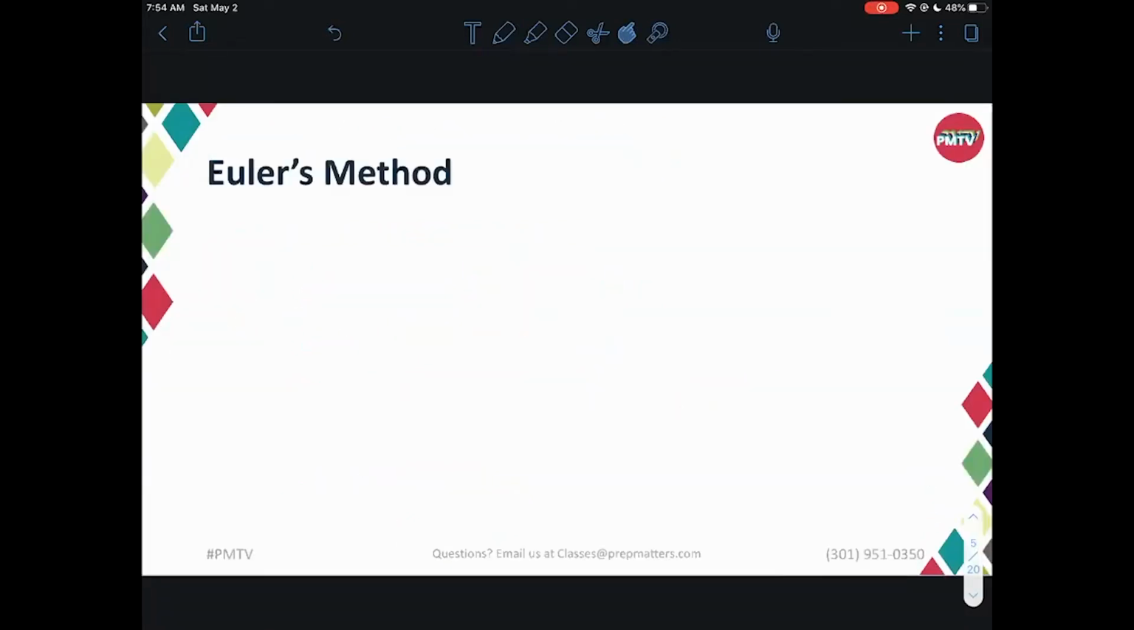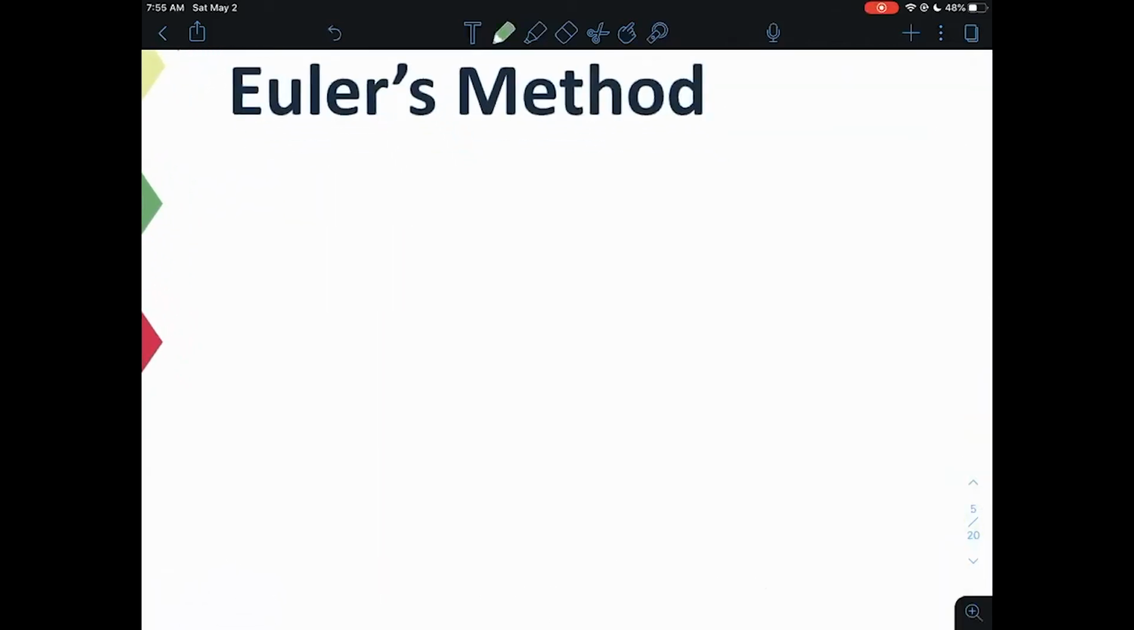Okay, now we're going to dive into some actual algebra here. We have one approximation method that is associated with the differential equations in Unit 7, and that is Euler's method. And Euler's method is very similar to the idea of local linearity that we talked about in the very beginning of our review of calculus.